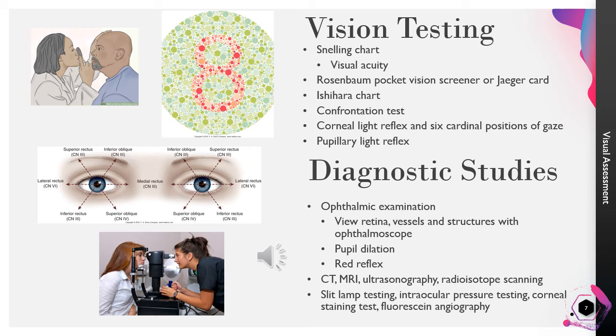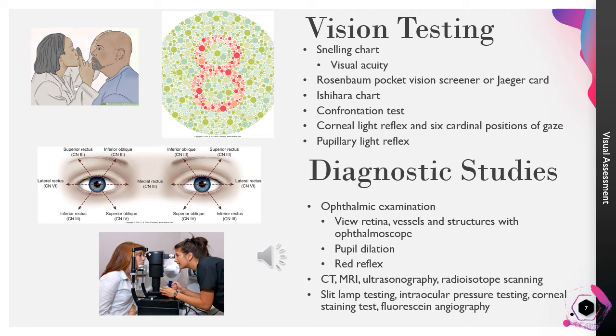Vision testing includes the commonly known Snellen chart, which is used to evaluate distance vision. Another routine assessment of vision is the Rosenbaum Vision Screener or Jaeger card. This test is used to assess near vision and is used for clients who are unable to read without magnification. The Ishihara chart is used to assess color vision. The confrontation test is another commonly performed assessment of the eye, and it is a test of the visual fields that determine the degree of peripheral vision.